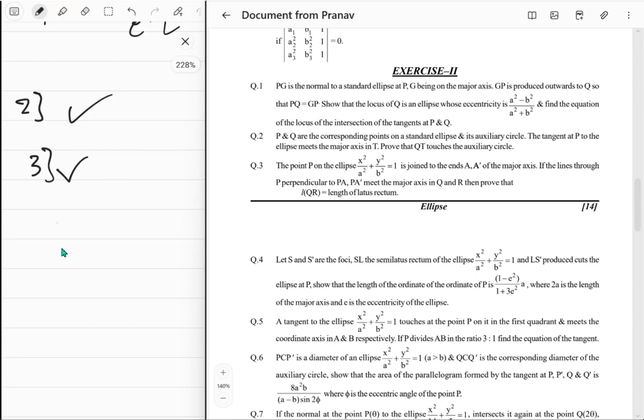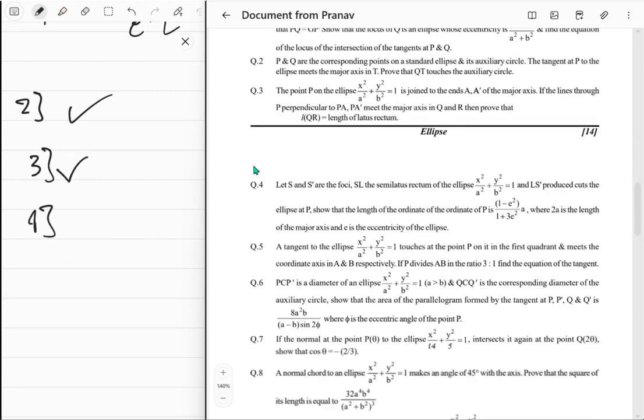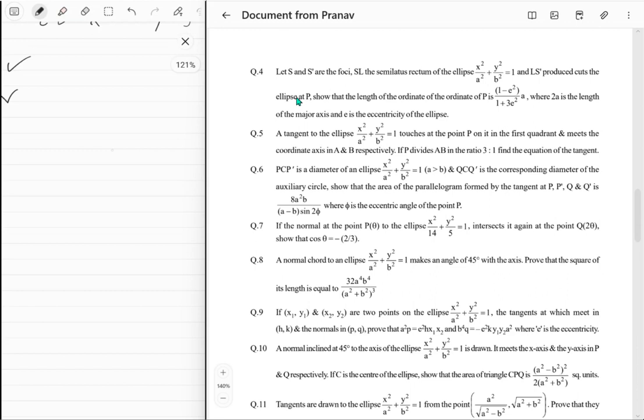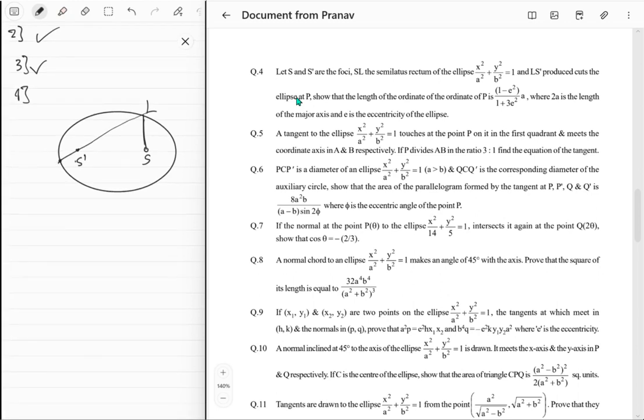Third is done. Fourth. Let S and S dash be the foci. SL be the semi-latus rectum of this ellipse, and SL dash produced cuts the ellipse at P. Okay, that's b square upon a. So actually, it's like this thing. Fine. That's L. And LS dash, so this thing, produced cuts the ellipse at P. So this thing, right? Okay, weird.